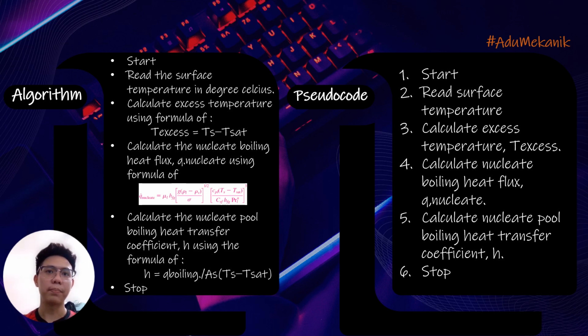The fourth step is calculate the nucleate boiling heat transfer coefficient by using the formula H equal to Q boiling divided by the area surface times the T surface minus T saturation. The last step is stop. The pseudocode is more similar to the algorithm, but the pseudocode is the simpler one.